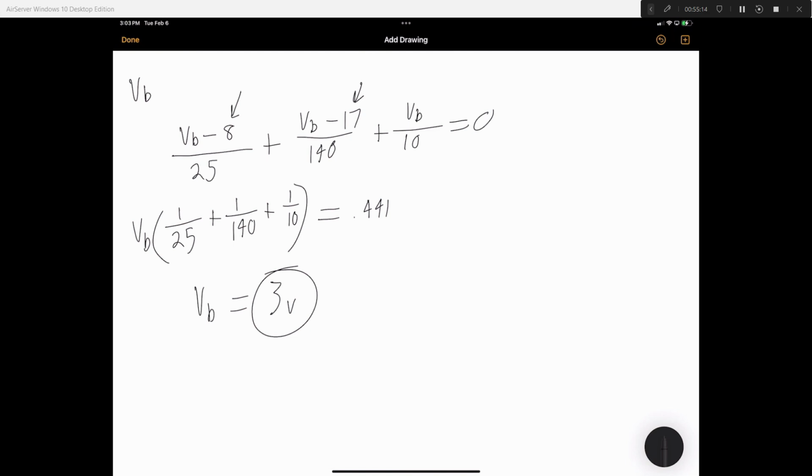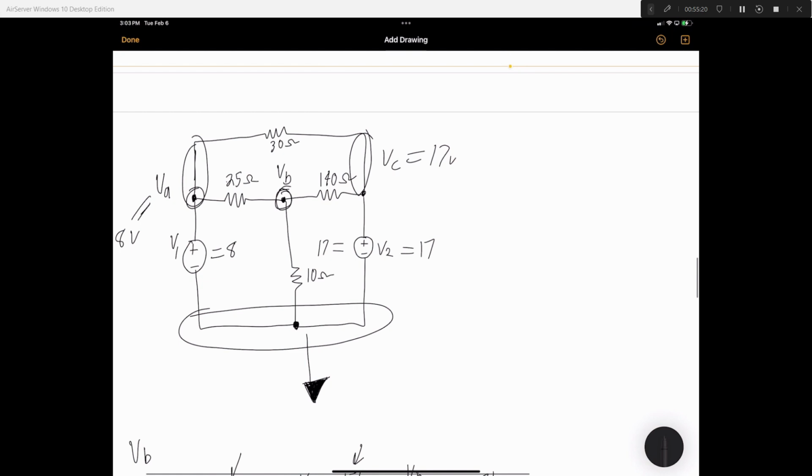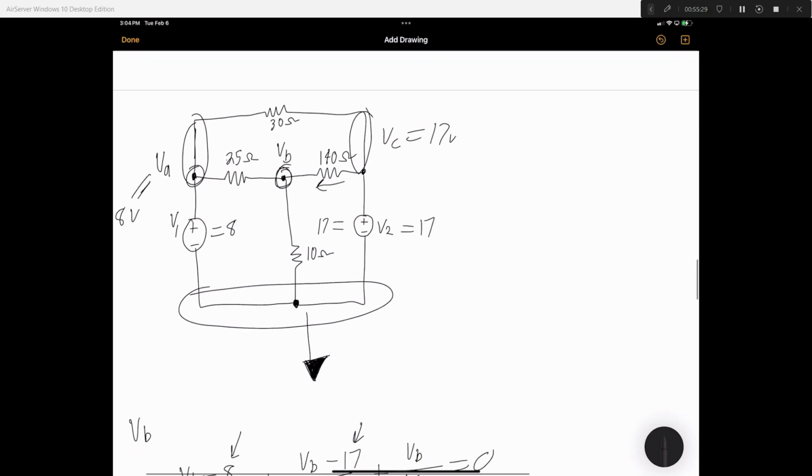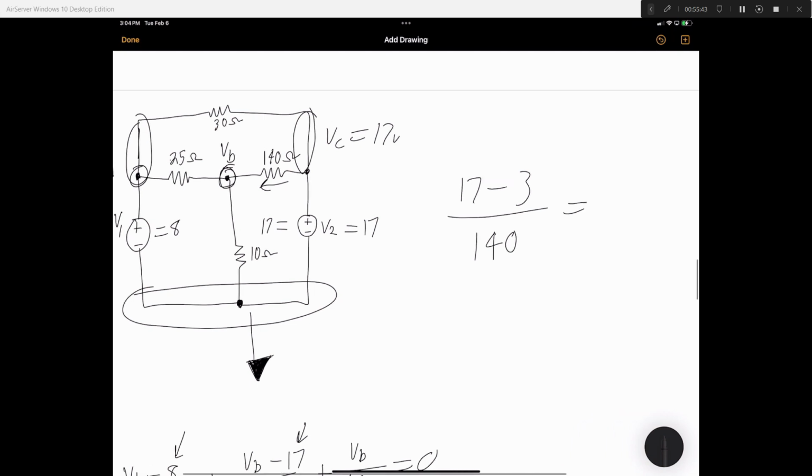So the next question is asking. Let's go back to our picture. What is the current here? What is this current? Well, if we use the node in that direction, it's from this node over to this node. So we're going to do 17 minus 3 is the voltage drop divided by 140. And that should give us the current I that we're looking for.